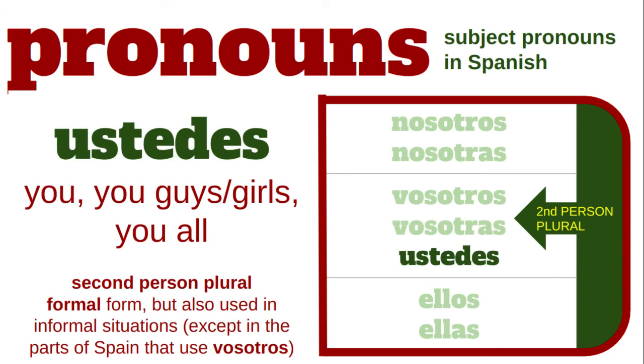So outside of Spain, we will only use ustedes. Ustedes means the plural form of you, like saying you guys or you girls or you all. It doesn't matter if it's a group of men or a group of women or a group of both. And outside of Spain, it doesn't matter how well we know them. In Spain, we'll use vosotros if we use their first names, and ustedes if we use their last names. But outside of Spain, we'll use ustedes no matter what, to say a plural form of you.